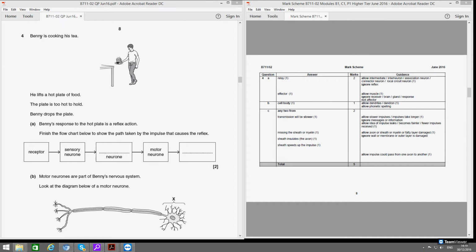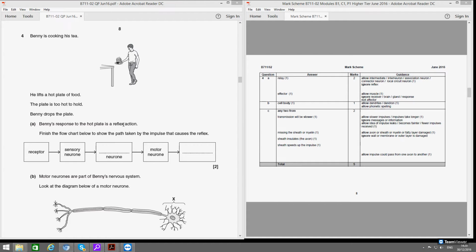The left-hand side of the screen is about Benny cooking his tea. Now, Benny intelligently sees a boiling hot plate and decides he's going to lift that hot plate. Well done, Benny. The plate is too hot to hold, and Benny drops the plate. So the question's asking you, Benny's response to the hot plate is a reflex action.